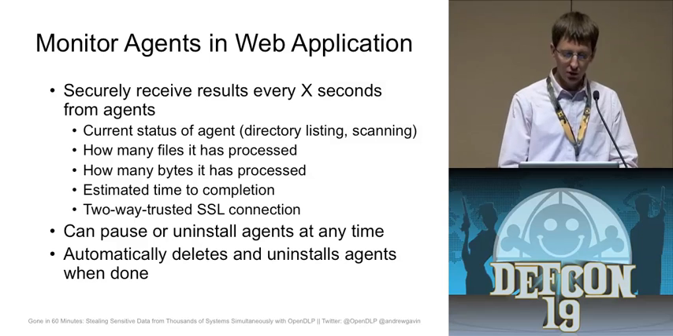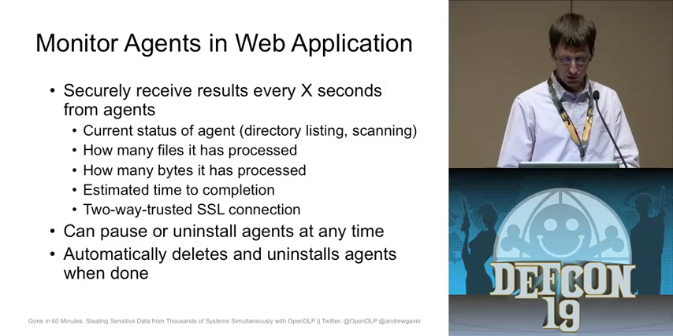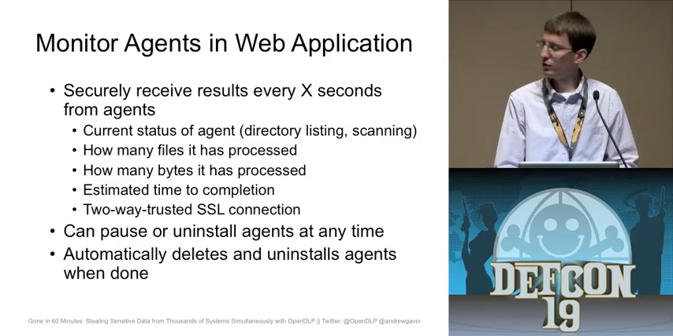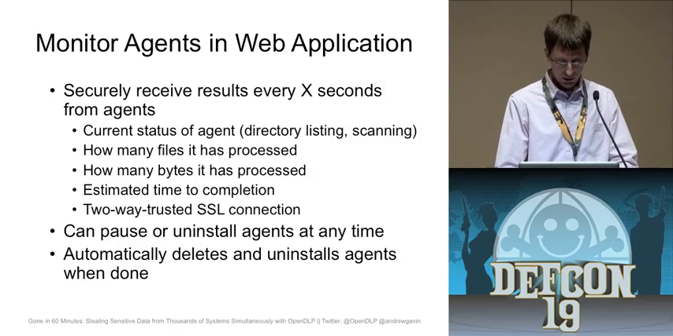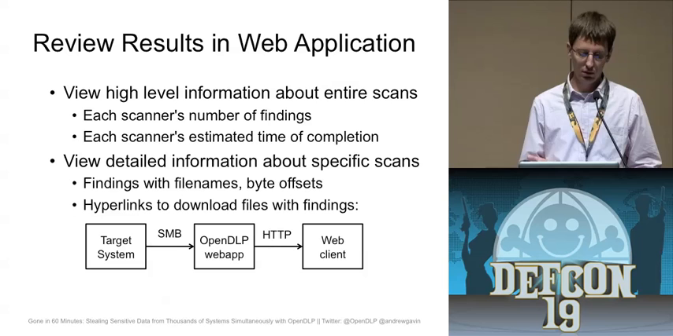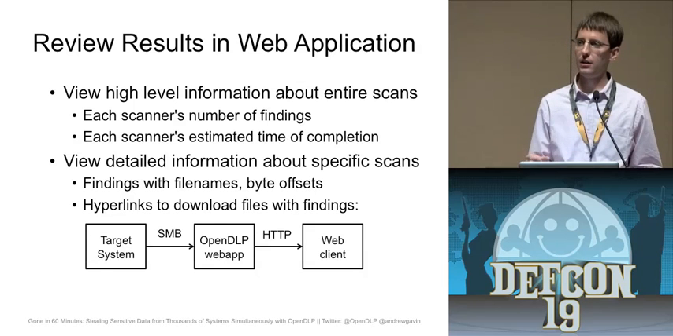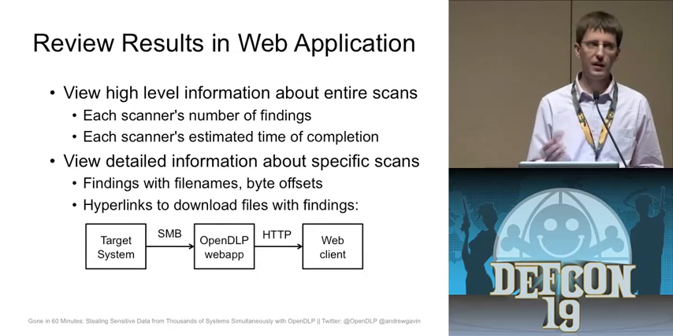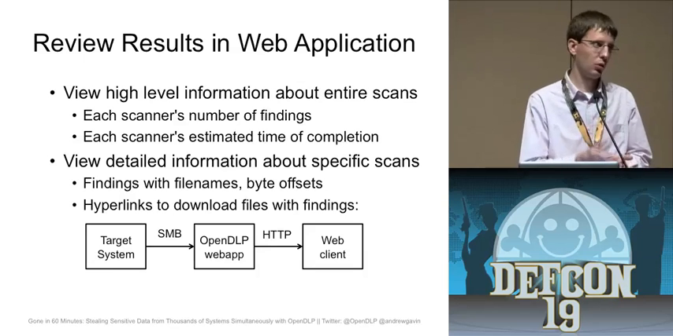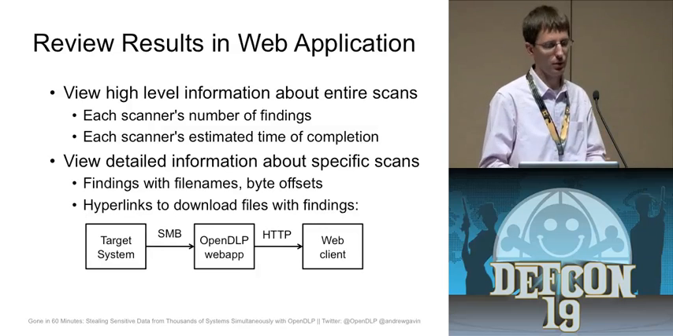In the web app, you can monitor the agents, and as I said before, it's going to ping with results every so often, and you can see how many files and bytes it's processed. You can control the agents: pause, stop, uninstall, resume. You can also view the results live as they're coming in. If you see a finding, you can download that file just to verify it's actually there. There'll be a little hyperlink, and it'll tell you the byte offset inside the file where it thinks it found whatever regular expression, like I found a SOCH number at offset 500 in this file.